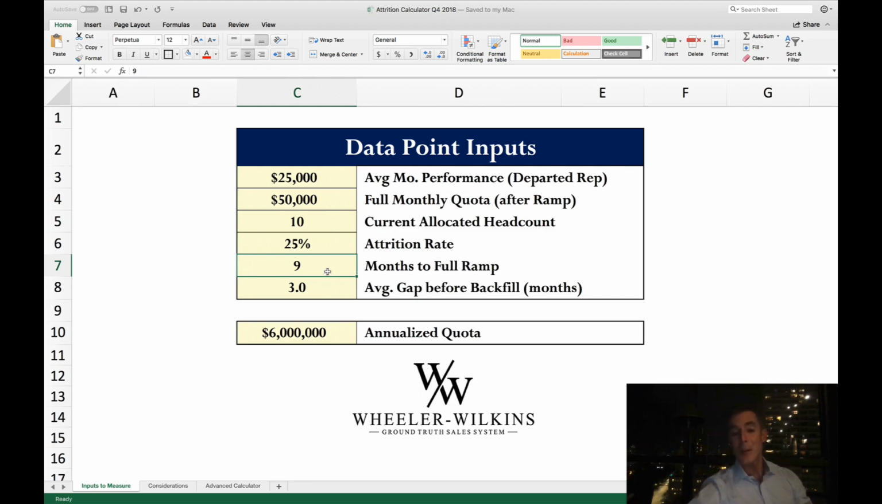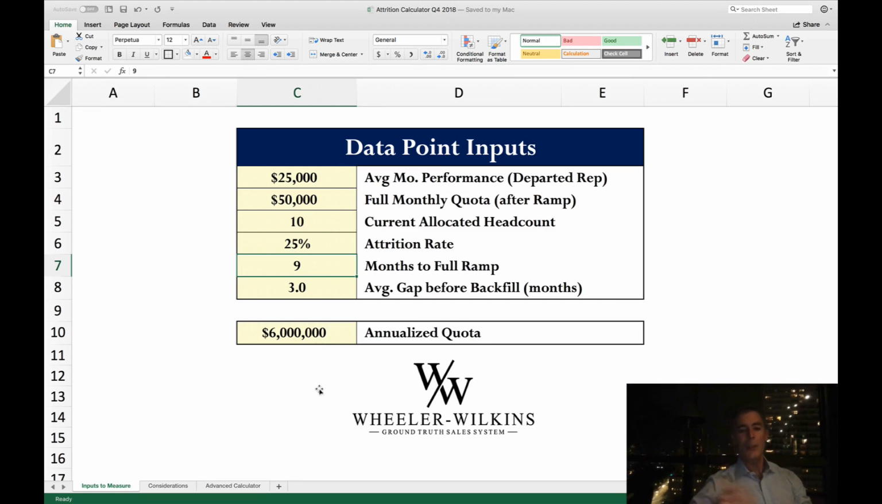Traditional is about 9 months. Sometimes they do it in as few as 6. And then it can go all the way out to 18 months depending upon the type, scale, and scope of the role. For this case, we're looking at a basic inside sales rep, maybe an inside-outside blend, $50,000 a month hunter quota, $600,000 a year quota per rep, $6 million annualized for the sales manager.